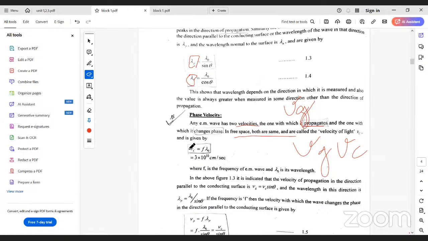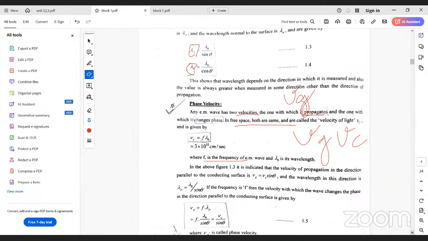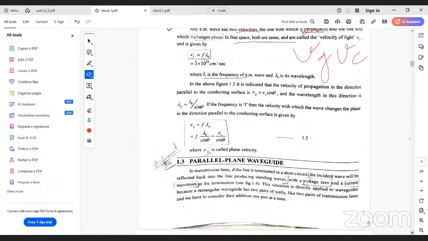Here, velocity of the light Vc equal to f times lambda naught, and the value is 3 into 10 to the power of 10 centimeter per second, where f is the frequency of the electromagnetic wave and lambda is the wavelength. And now, wavelength of propagation. Wavelength across the propagation, lambda p equal to lambda naught by sine theta. And one more formula we have, Vp, velocity across the propagation, Vp equal to frequency times lambda p.